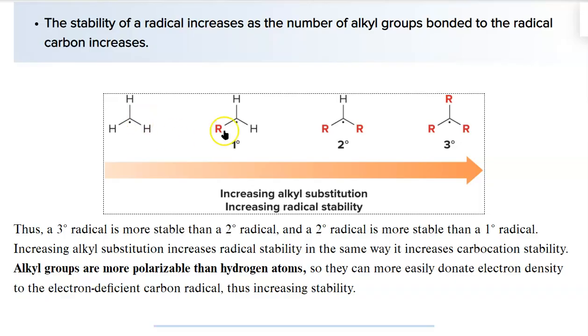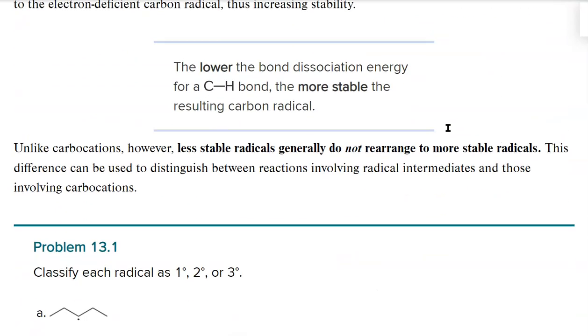On the other hand, if we go to the other extreme, when you're surrounded by three other carbons, they can help you carry that load. Same kind of analogy as we used with trying to carry the heavy load of a positive charge with a carbocation. All right. And again, we've seen this before. The lower the bond dissociation energy, the more stable the resulting radical.